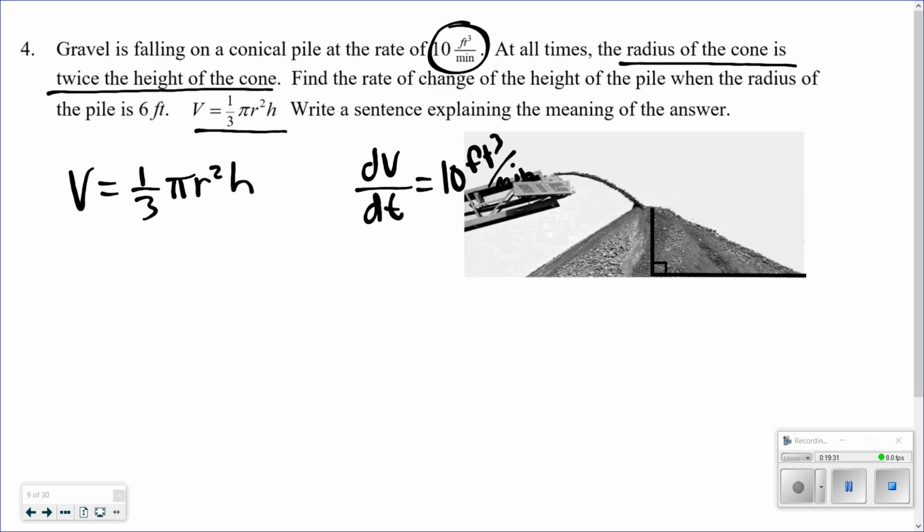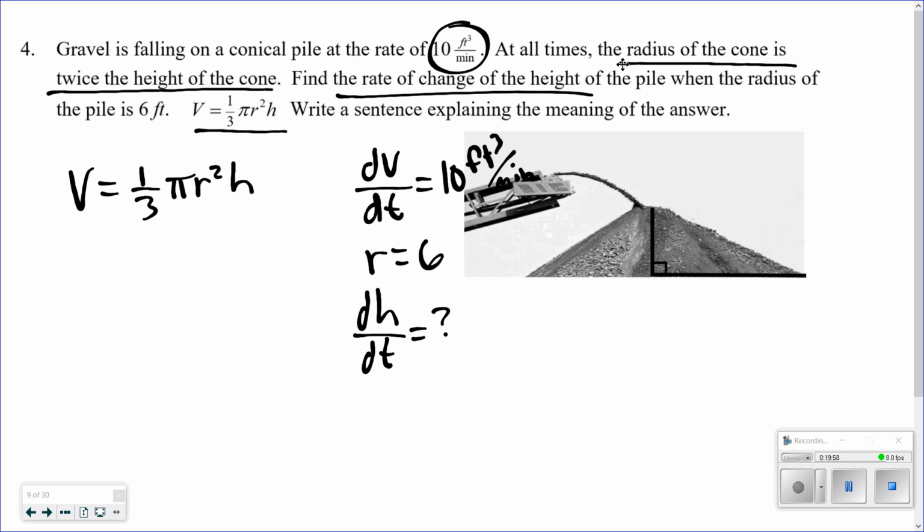It tells us down below that the radius of the pile is 6. So the radius is 6. The question asked us to find the rate of change of the height. So I'm trying to find dh/dt. That's my question mark right there. If I come back up to this formula, notice how I have 3 variables. I have the volume, I have the radius squared, and I have the height.